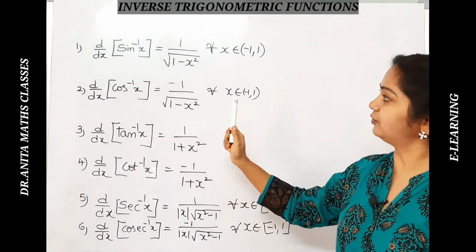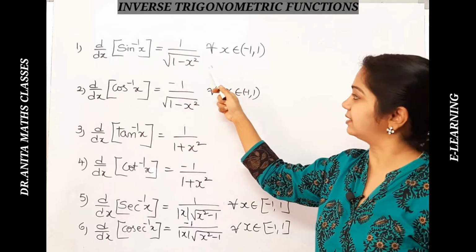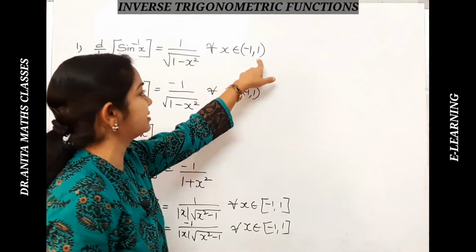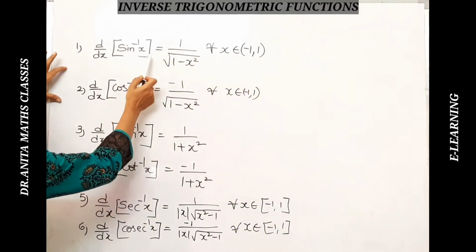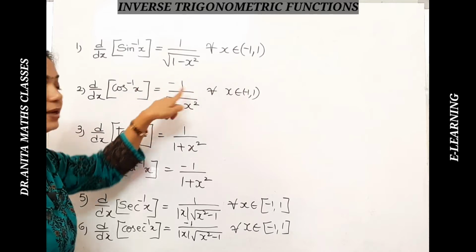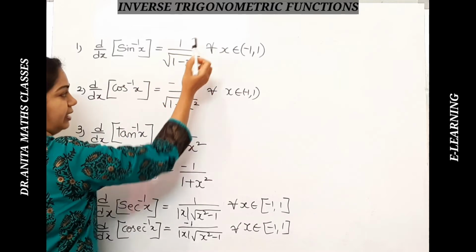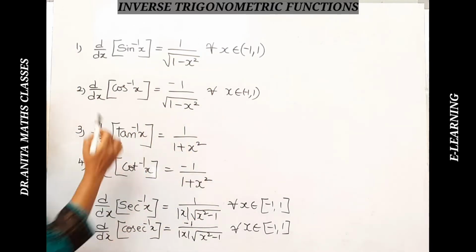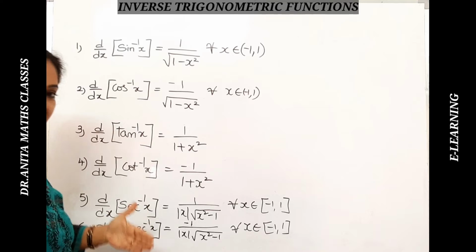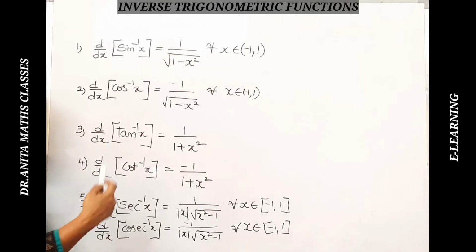See here, the differentiation of sine inverse x, as we know, is 1 upon under root 1 minus x square for all x belonging to minus 1 to 1, which means x lies in its domain. The second one, the derivative of cos inverse x, is negative 1 upon under root 1 minus x square. So if you add a negative sign to this formula, you get the differentiation of cos inverse x. If you want me to derive the other ratios, you can mention it in the comment section. I'll be doing it in another video.